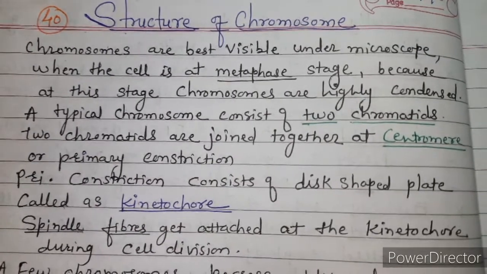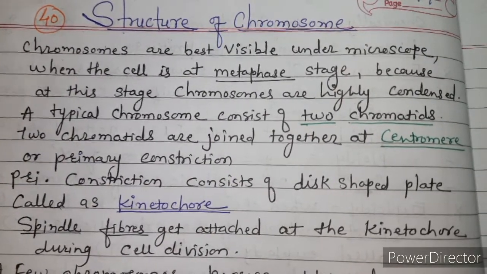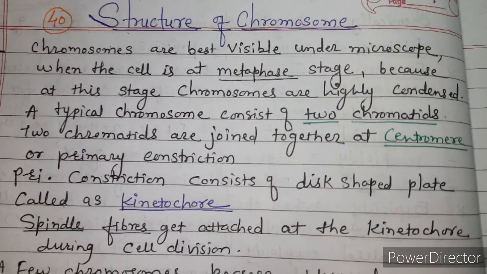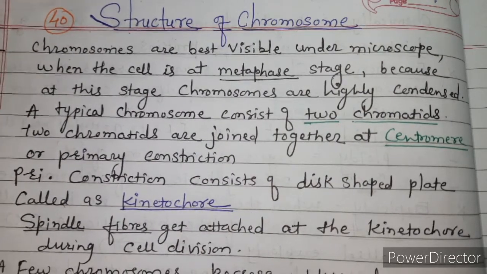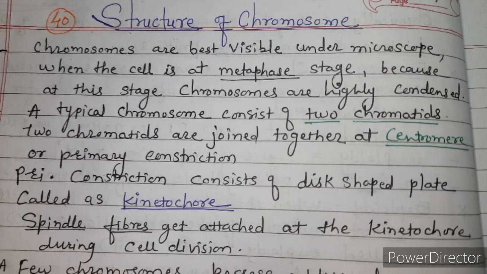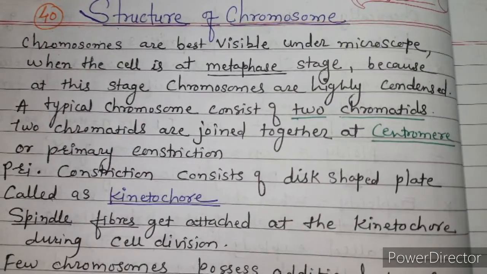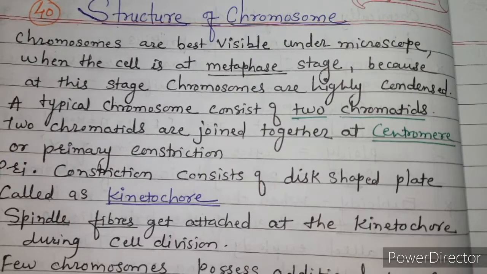Now here, a typical chromosome actually consists of two chromatids. Two chromatids are there, and these two chromatids are joined together at the centromere. Centromere is also called primary constriction.